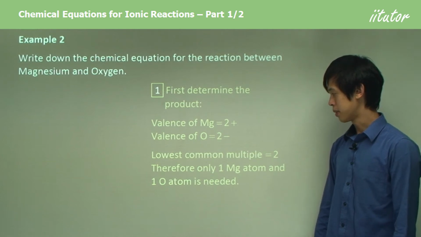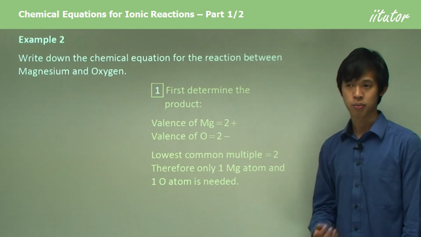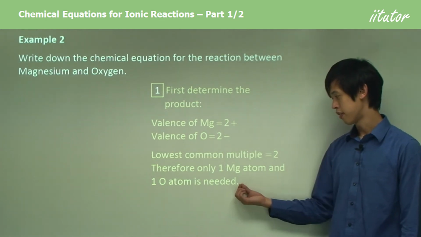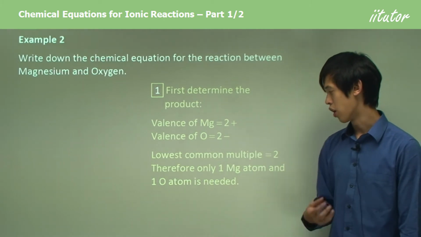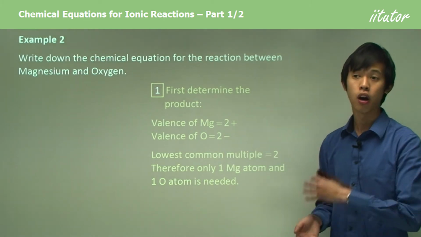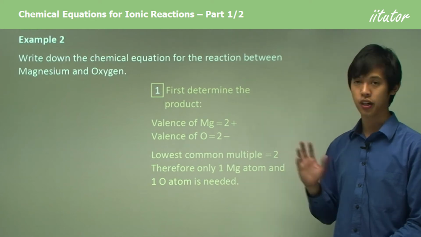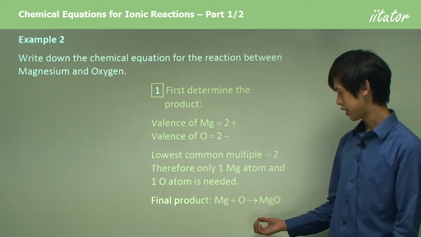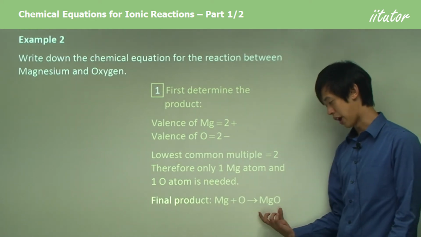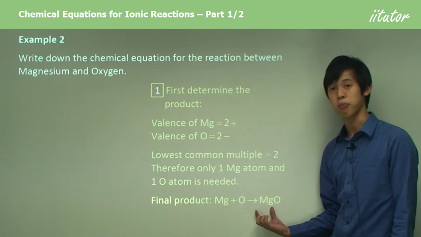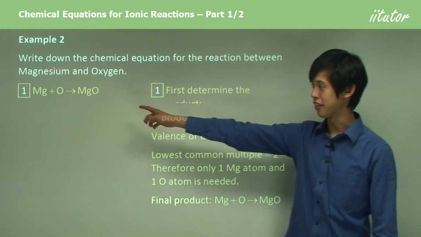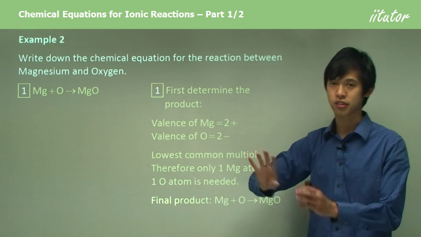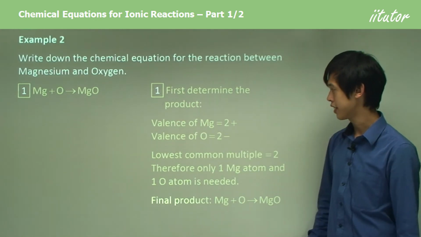So the lowest common multiple is 2. 2 times 1 and 2 times 1. Therefore, only one Mg atom and one O atom is needed per molecule of MgO. So the final product is Mg plus O gives you MgO. Okay, so that's our final product, MgO. Just remember that. We're going to store this in our memory for a second, sort of like a computer.